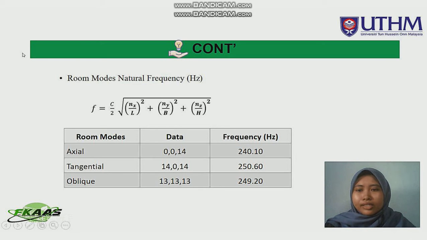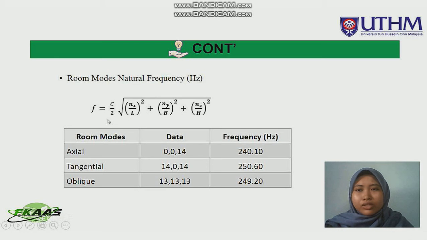The Nx stands for the order of mode of the room in length, while the Ny stands for the order of mode of the room in width. The Nz is the order of mode of the room in height. The L here stands for the length, B is for the width, and H is the height.